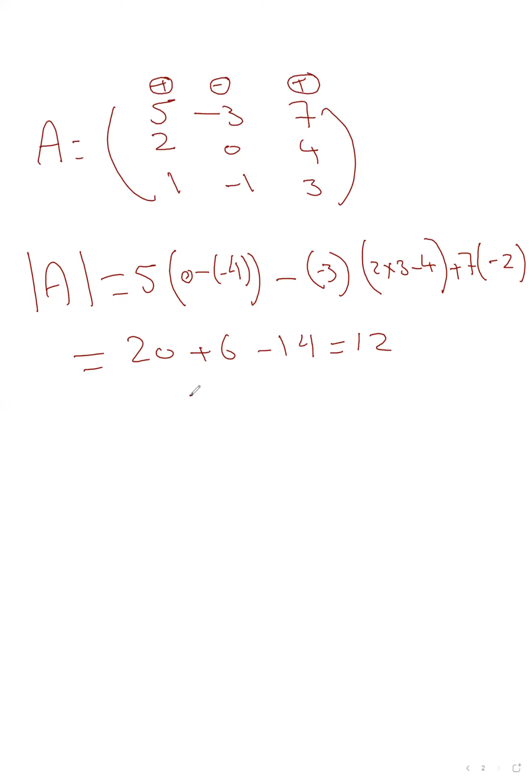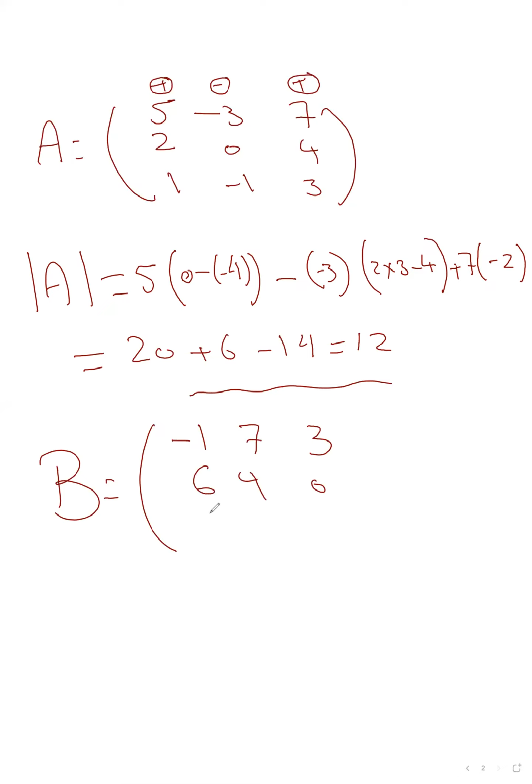It's okay, I'll give you another one. If B equals negative 1, 7, 3, 6, 4, 0, negative 2, 1, 1. Find the determinant of B. Is everyone focused with me? Yes, yes sir.